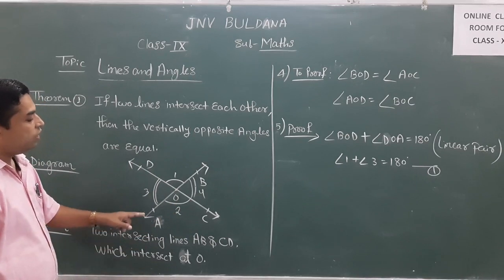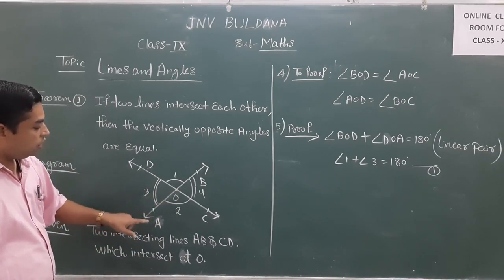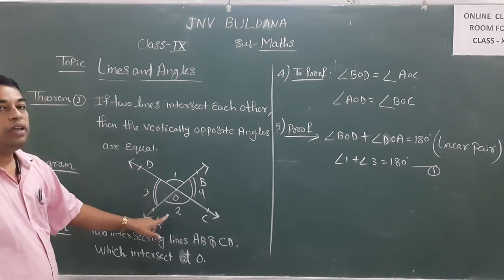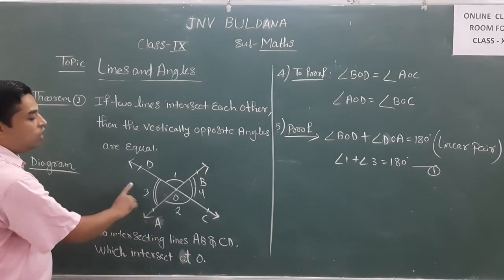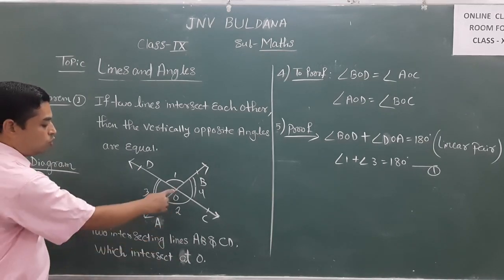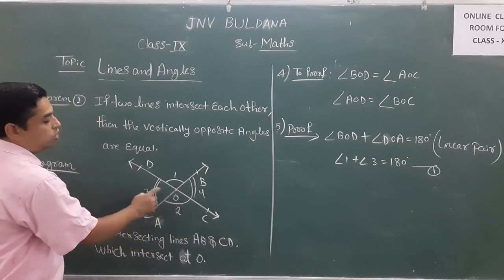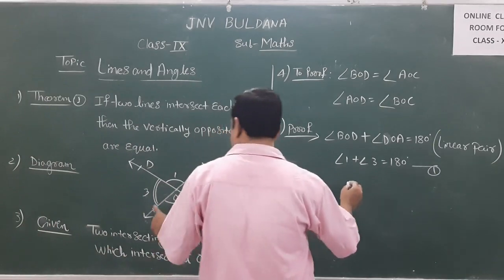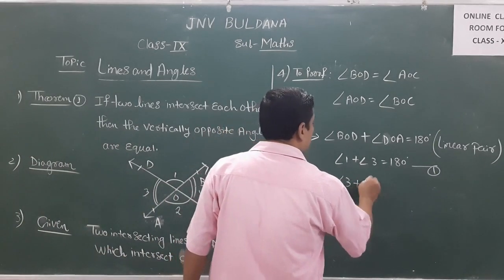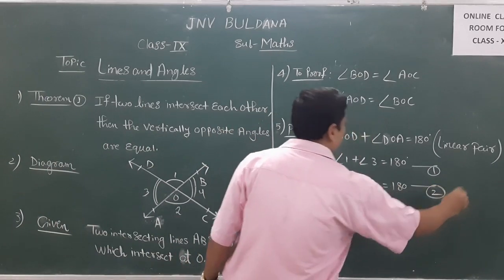So obviously again, angle 3 plus angle 2: these two angles, BOA and AOC, will make a linear pair, because if one ray stands on one straight line, a linear pair will form. So here OA is a ray which stands on the straight line DOC, so these two make a linear pair. So we can write again angle 3 plus angle 2 is equal to 180 degrees. That is your statement number 2.